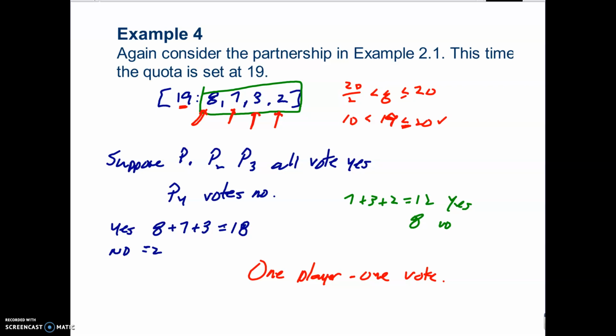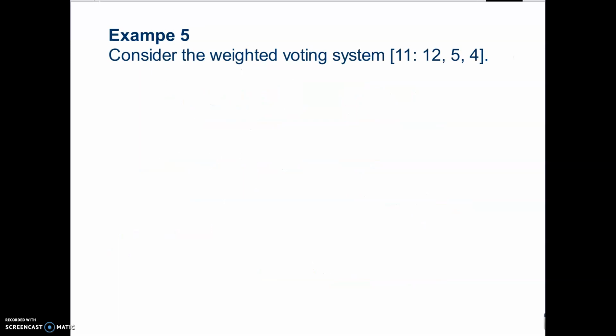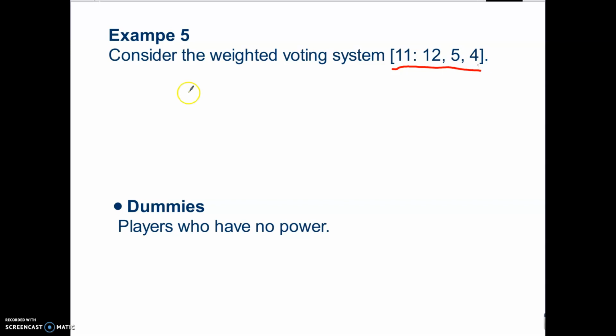All right, so let's move on. Here's a weighted voting system, and this is just random, okay? What I want you to recognize here is that we have dummies. We have players who have no power at all. For example, if you look at this weighted voting system, the quota is 11, and player one's weight is 12. This means it doesn't matter what anybody else says. Whatever player one votes, that's what's going to happen.